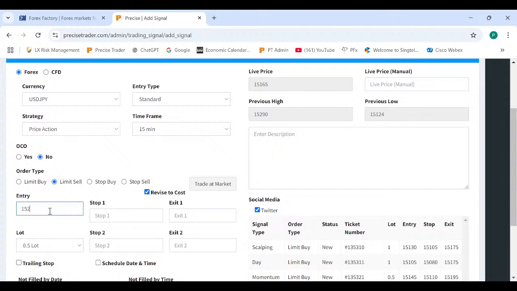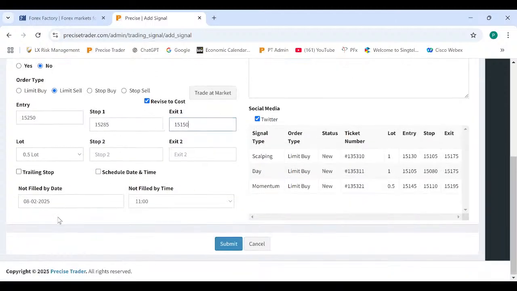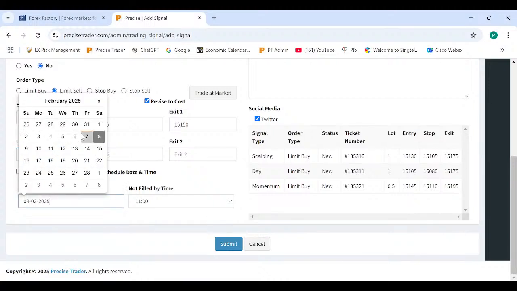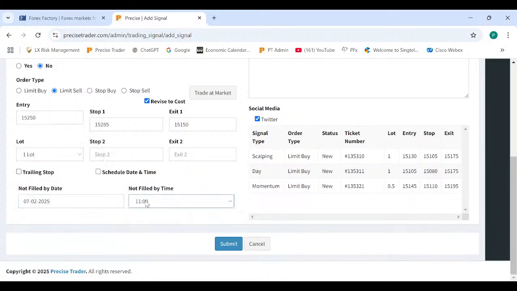Okay, 15250, stop at 15285, and this one we will try to exit at 15150, because this is still in a downtrend, and we still feel that the market moving right now is just a pullback.